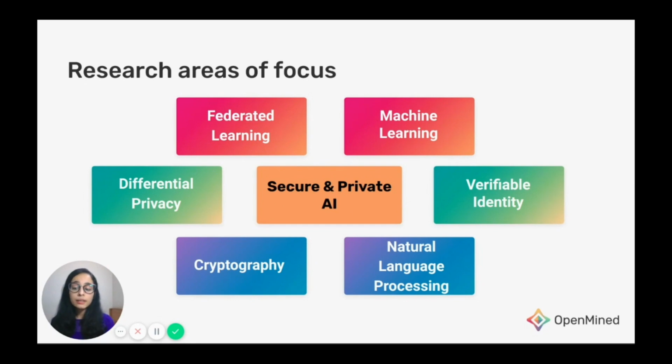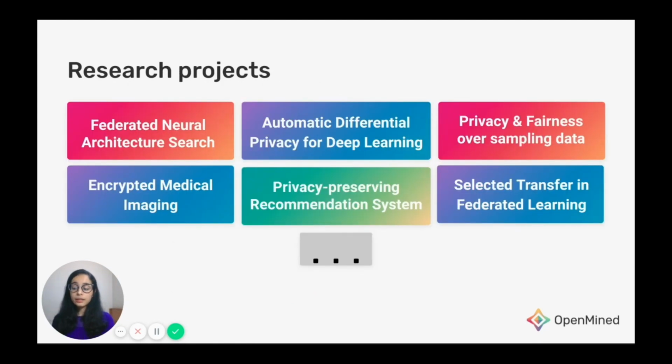Keeping these key research areas in mind, I will now move on to some examples of the research projects that are happening at OpenMined. Here is a small subset of the research projects that are taking place at OpenMined. As you can see, these research projects have a broad scope and are highly interdisciplinary. Whether we look at achieving transfer learning or neural architecture search in a federated learning setup, or we look at more general projects such as automating differential privacy for deep learning or making recommendation systems privacy preserving, all of these projects have an impact on people's lives and their data.